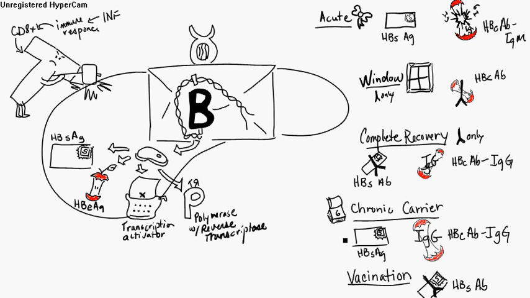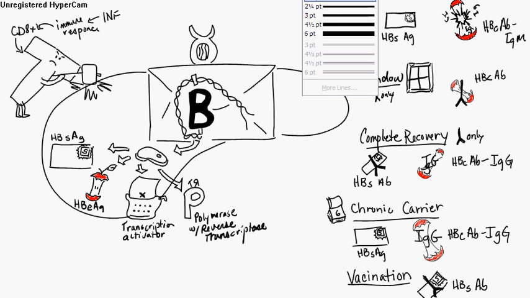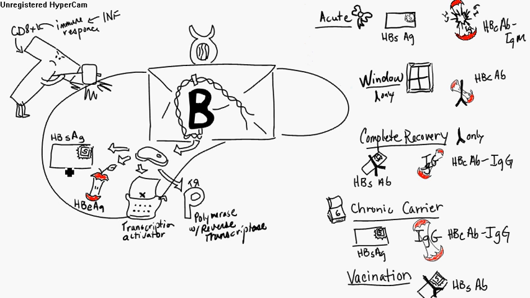Here is hepatitis B. It infects the liver. So we're going to talk a little bit about that. It's the primary cause of serum hepatitis. Hepatitis B surface antigen is also called the Australian antigen.